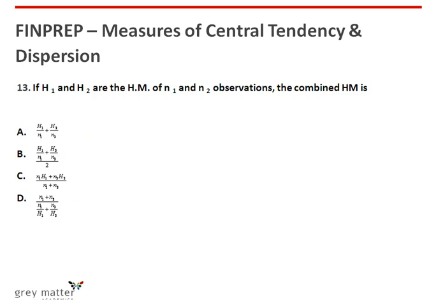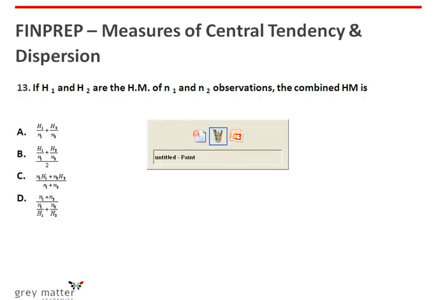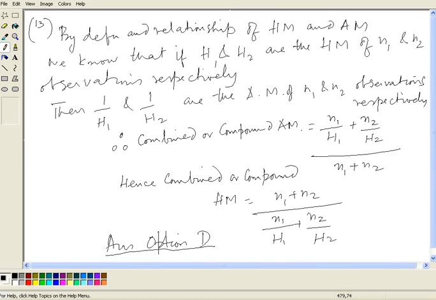13th question, if H1 and H2 are the harmonic means of N1 and N2 observations, that is the total number of observations in each case, the combined harmonic mean is as per the working. By definition and the relationship of harmonic mean and arithmetic mean, we know that if H1 and H2 are the harmonic means of N1 and N2 observations respectively, then 1 by H1 and 1 by H2 are the arithmetic means of N1 and N2 observations respectively.